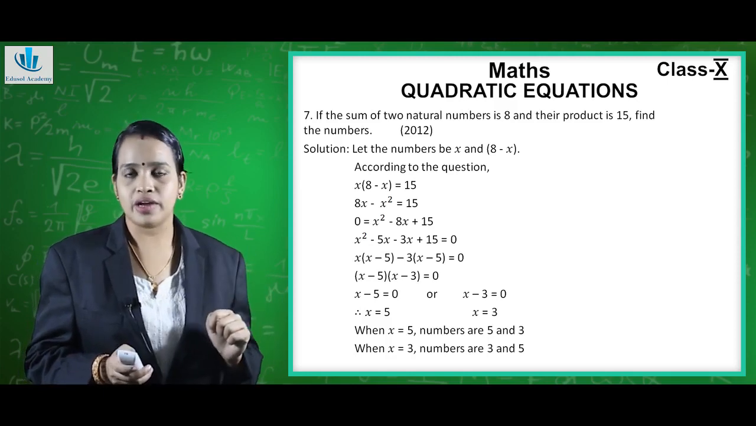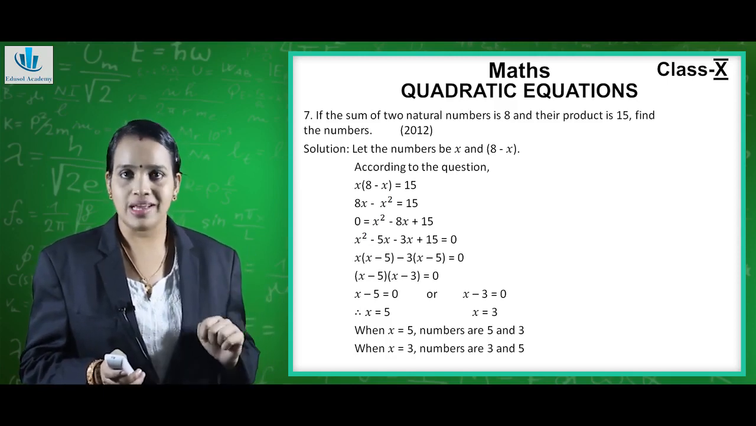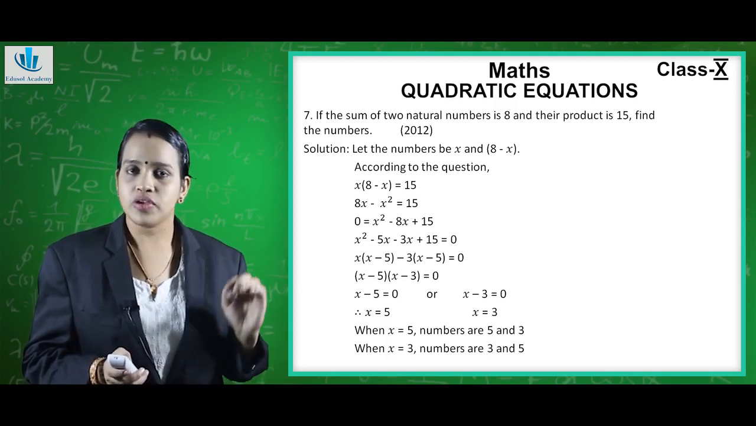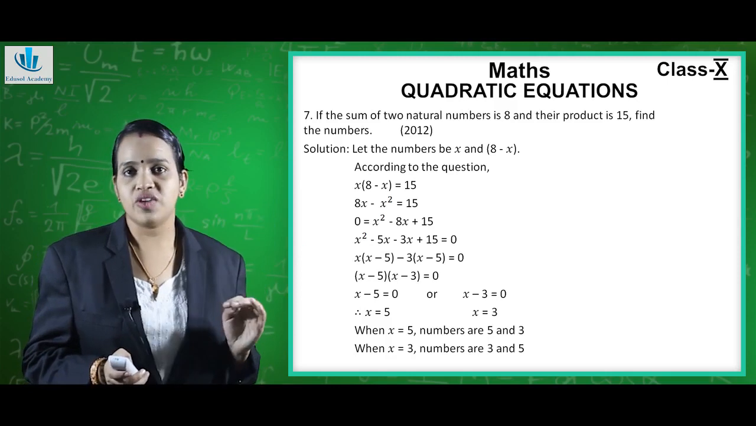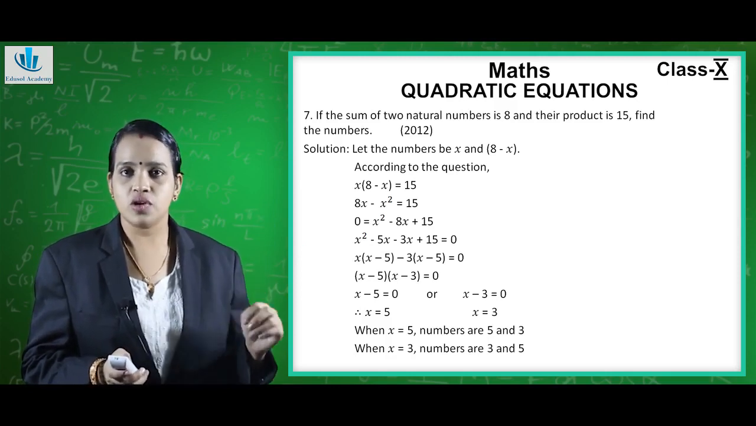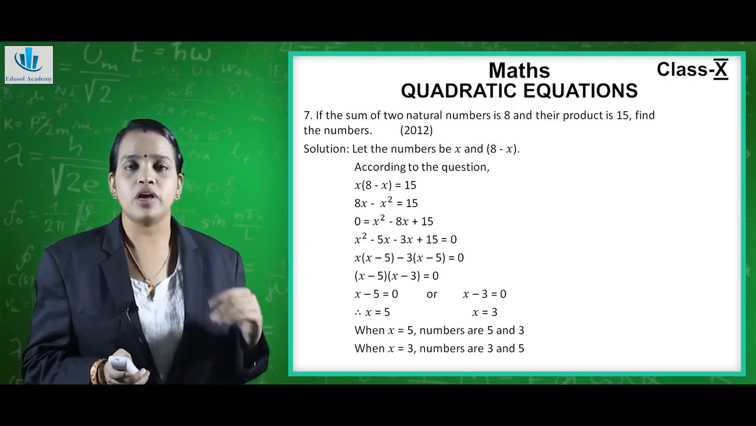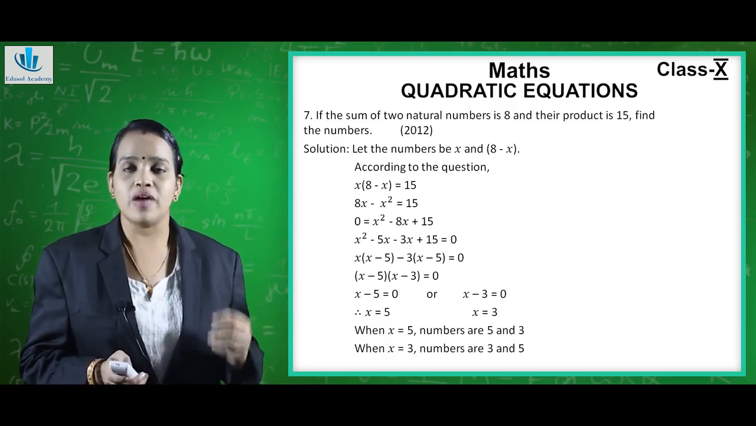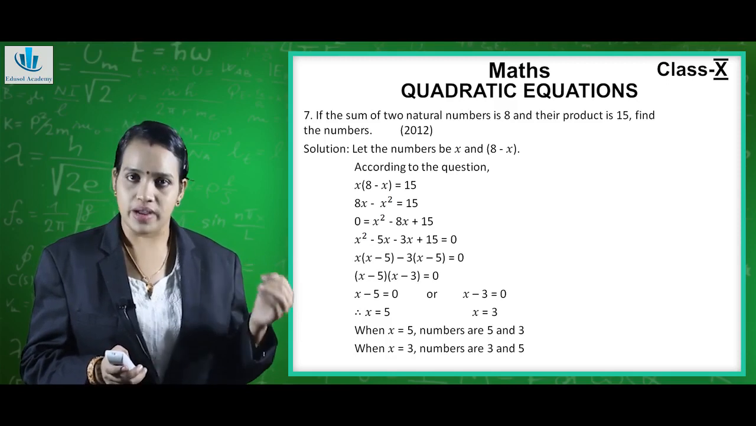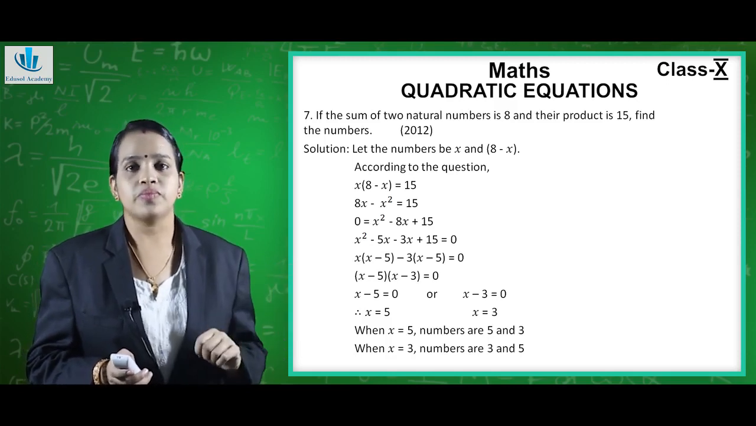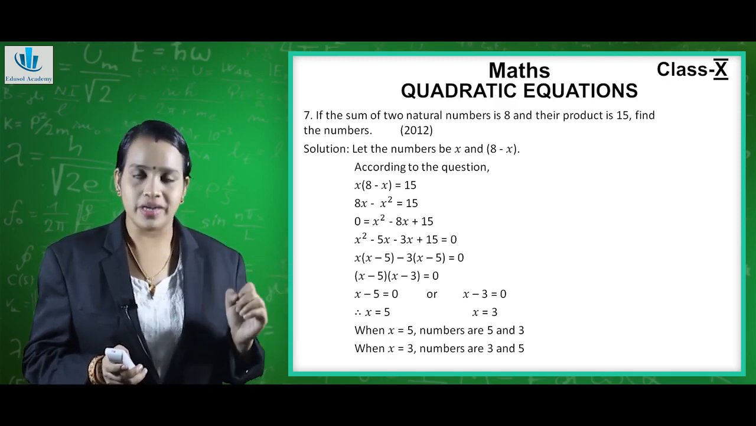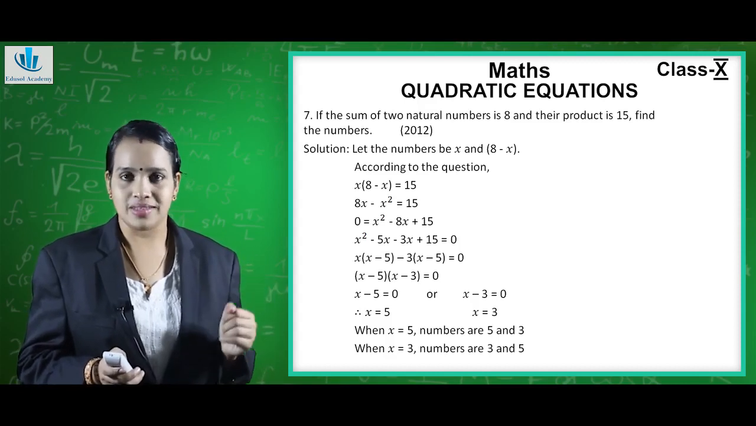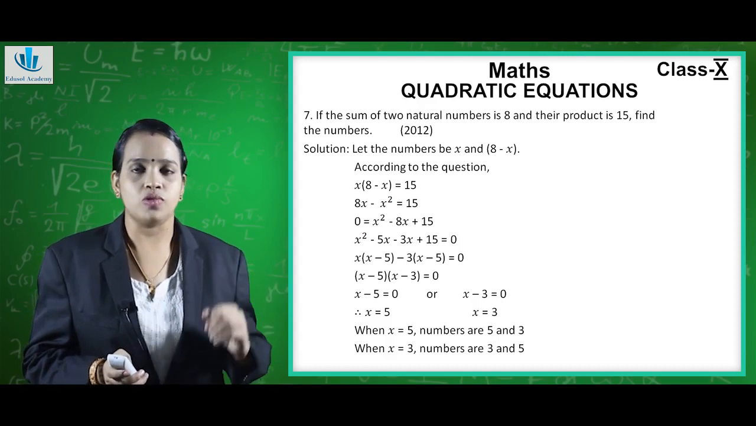Now we can open the bracket over here. So it becomes 8x minus x into x, x raised to 2, which is equal to 15. Now we will take all the terms on one side. So 0 is equal to minus x raised to 2, it becomes plus x raised to 2 when it goes on the other side. Similarly our plus 8x becomes minus 8x, plus 15. Now here also we can split the middle term. It becomes x raised to 2 minus 5x minus 3x plus 15 is equal to 0.